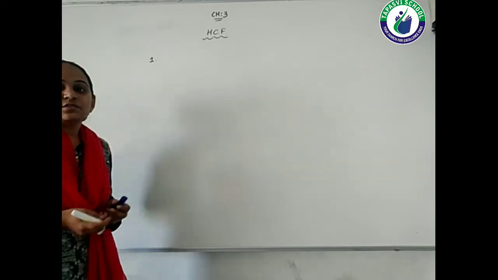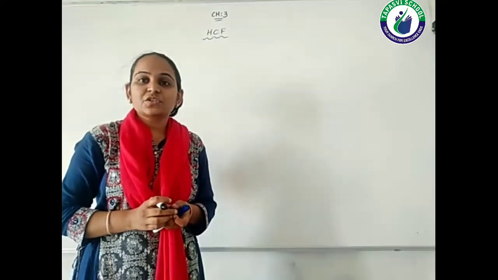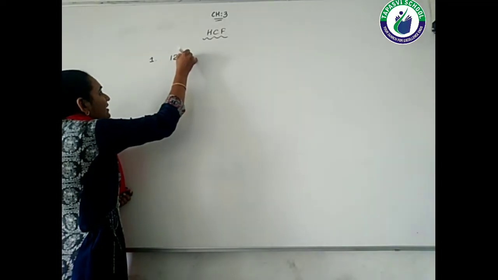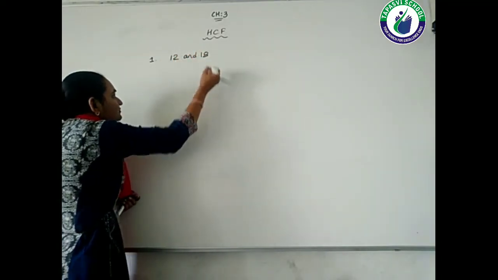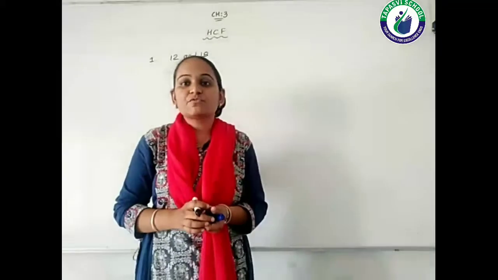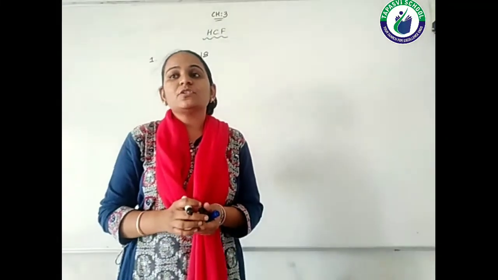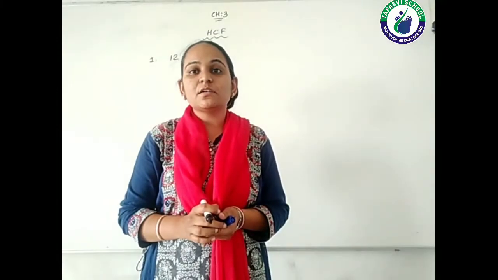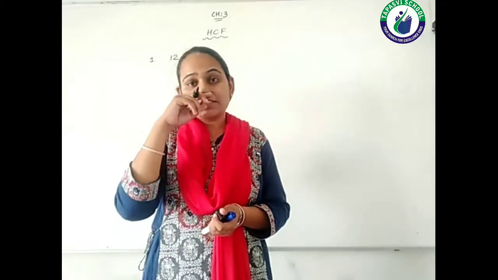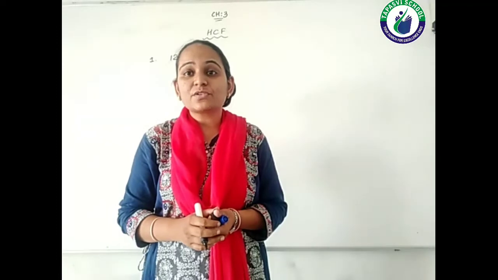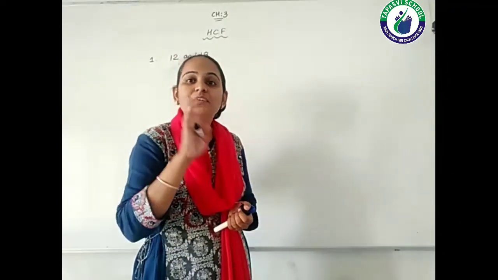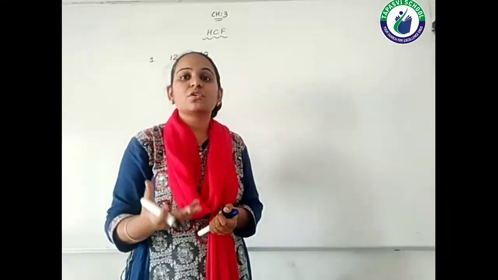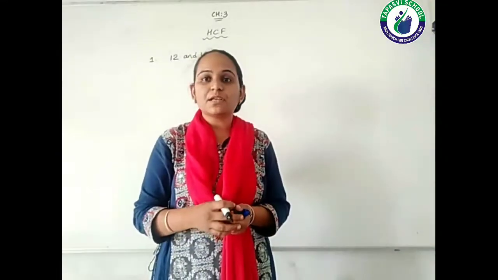Okay, first question, right? Your first question is to find the HCF of, students, 12 and 18. Find the HCF of 12 and 18. So actually there are two methods to find the HCF, students. First method is listing the factors, and second method is the prime factorization method, right? I'll teach you both the methods. Based on your convenience, you can use any of the methods.